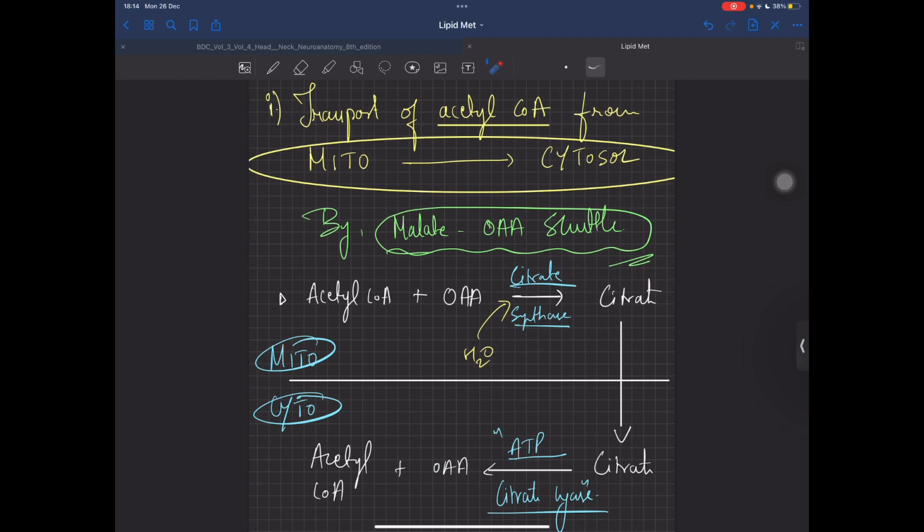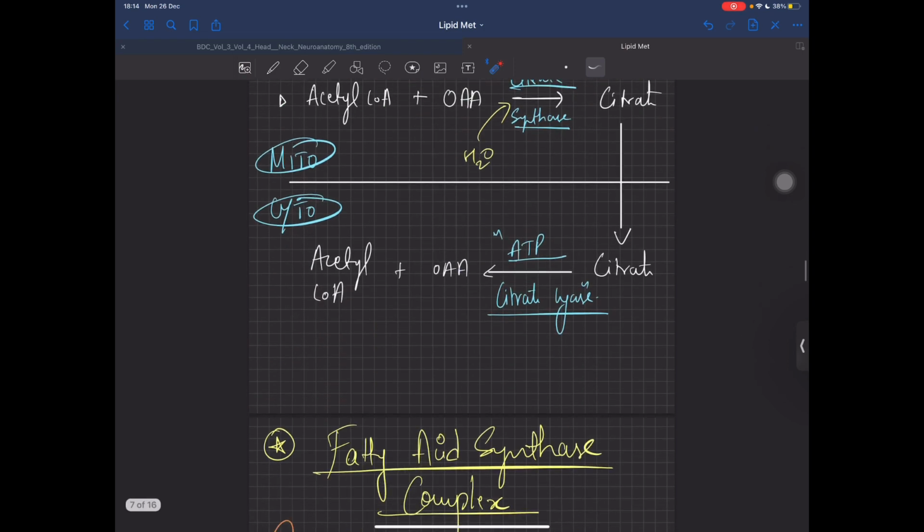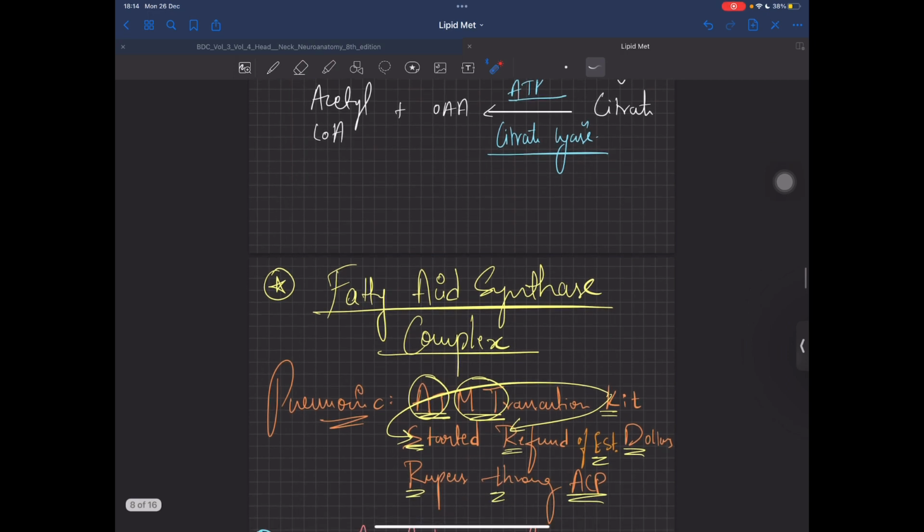Why do you need citrate? Is the question, right? So I'll tell you that acetyl CoA cannot cross the mitochondrial barrier directly. Citrate can cross the mitochondrial barrier directly, so the citrate crosses the barrier and enters the cytosol, wherein it is acted upon by ATP citrate lyase. Remember this, ATP citrate lyase, to form back acetyl CoA and oxaloacetate. The acetyl CoA is what we require for the lipogenesis process.